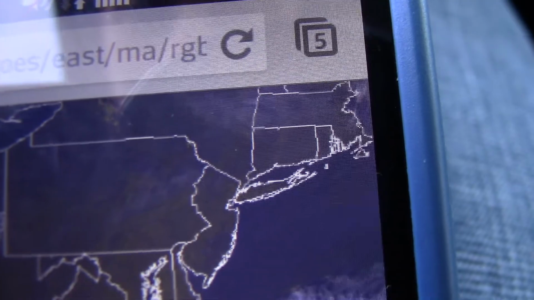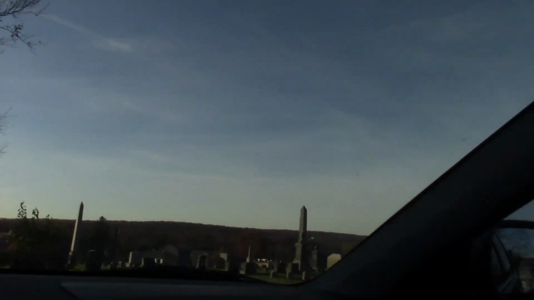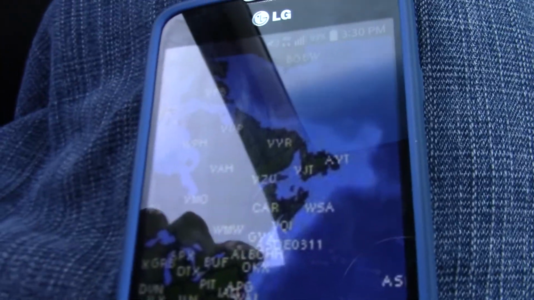So the map's saying there's really no cloud cover over Connecticut. We can see cloud cover with our own eyes. Now I'm going to check the atmospheric conditions. NASA tells us specifically persistent contrails form when the air temperature at the altitude the aircraft is at is around negative 40 degrees Celsius with the relative humidity around 70%.